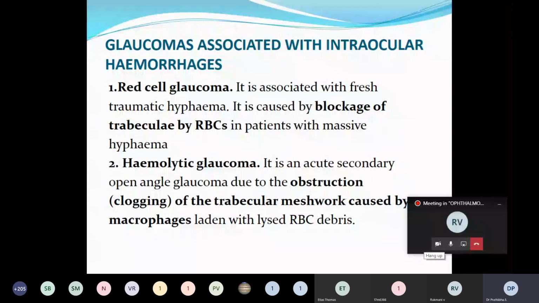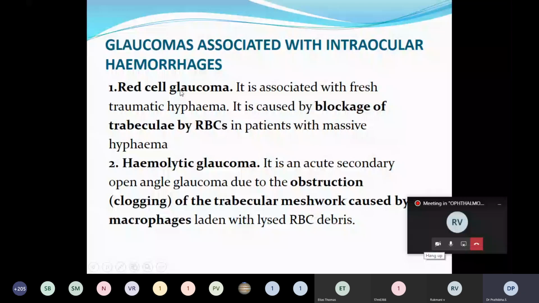So what is the difference between red cell glaucoma and hemolytic glaucoma? In red cell glaucoma, the hemorrhaged RBCs directly go and block the trabecular meshwork. In hemolytic glaucoma, the macrophages engulf the red blood cells, and those debris go and deposit in the trabecular meshwork.